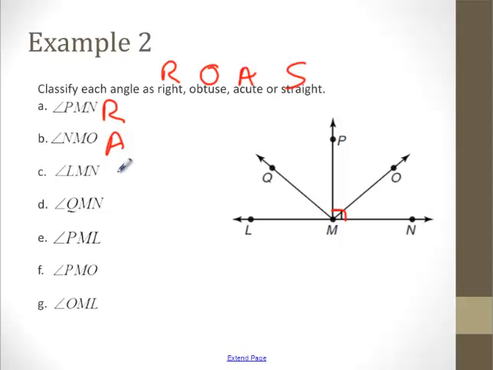LMN goes across a straight line, making it a straight angle. QMN is bigger than 90 degrees, making it obtuse. PML, so if this over here is 90 degrees, that means this one over here is also 90 degrees. So that's a right angle. PMO, just one of these small sections. It's acute because it's less than 90 degrees. And then angle OML starts over here and goes all the way to L. That angle is bigger than 90 degrees, so it's obtuse.